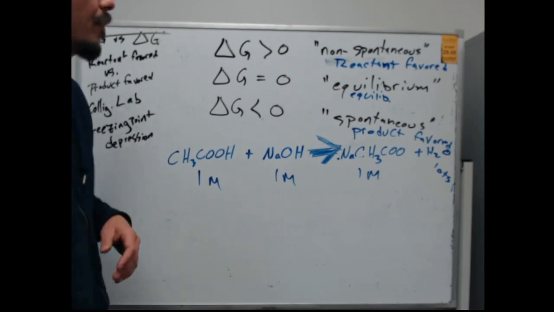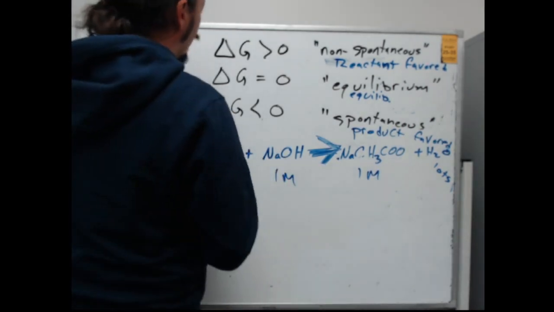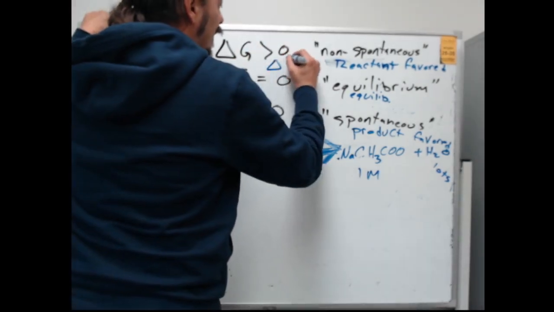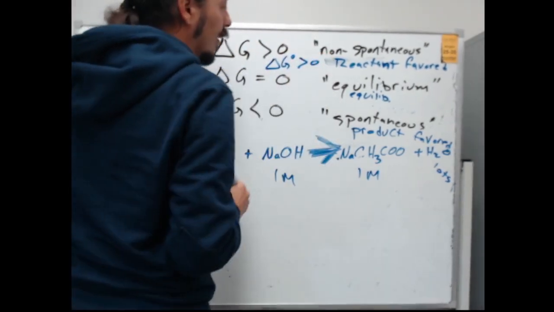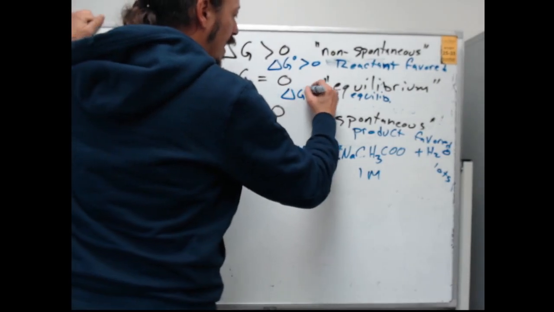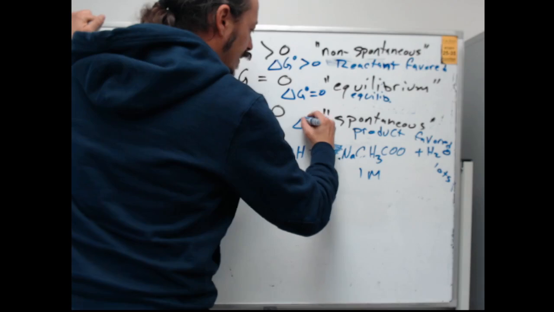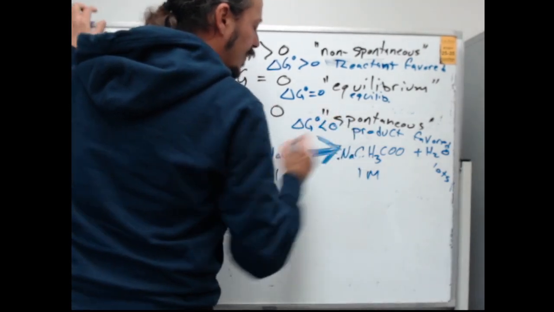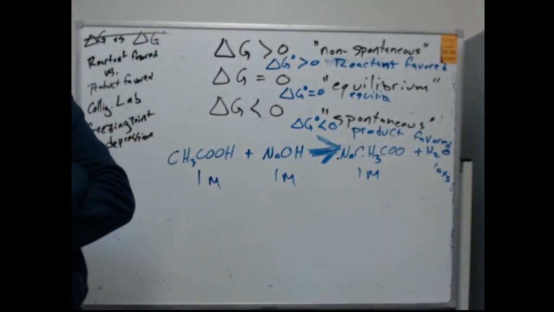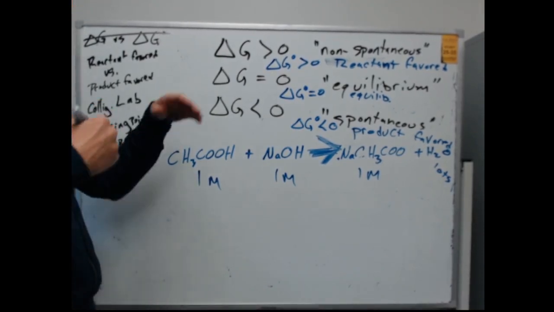non-spontaneous, spontaneous. So the reactant favored, I didn't give myself enough space for this, but reactant favored is really delta G naught is greater than 0. Delta G naught is equal to 0. Delta G naught is less than 0. Right? So the delta G can be from any point.